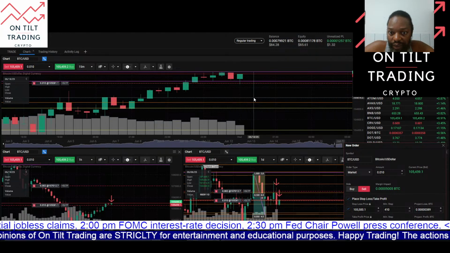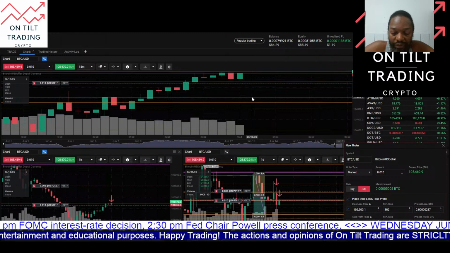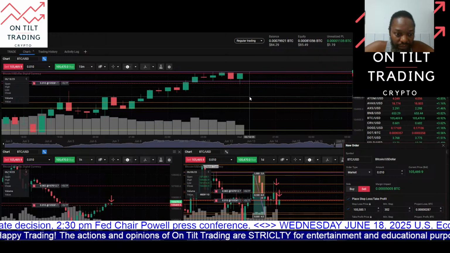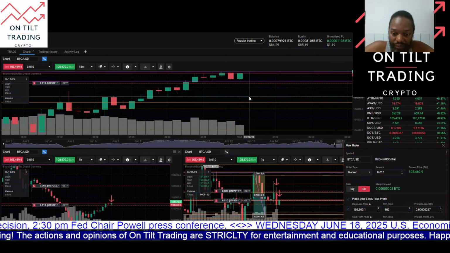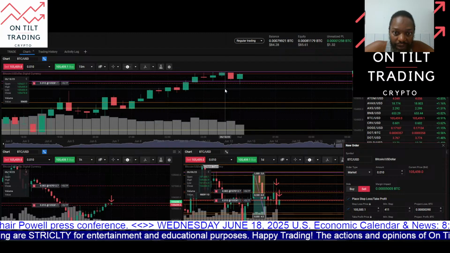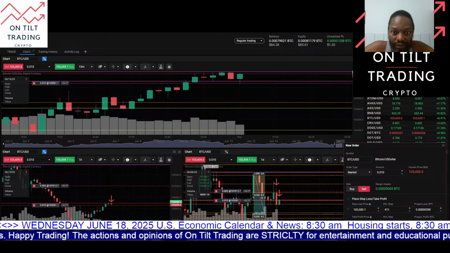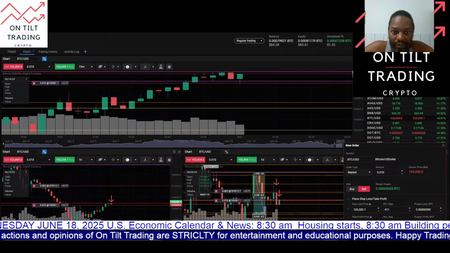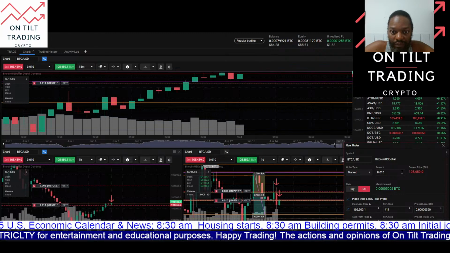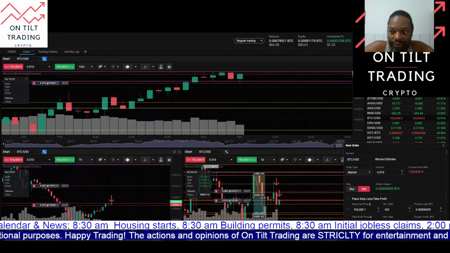Now this candle looks like it may want to engulf the previous candle or candles. It may want to put in a new high for the day. So the current high for today is here. So we'll see if a new high is put in.